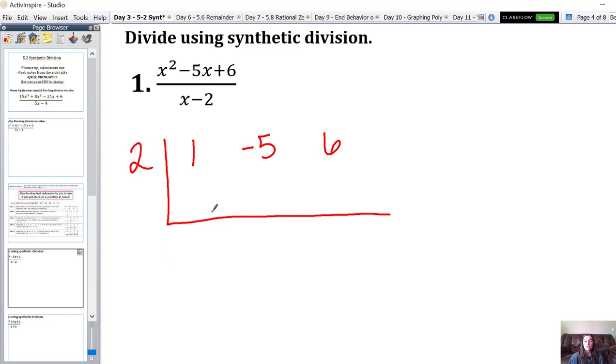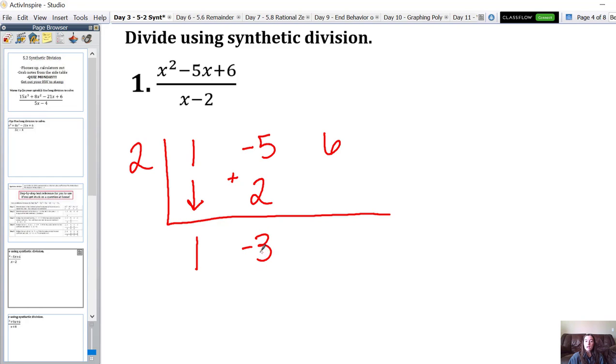When we're doing synthetic division, the very first step, you're going to take down the first number. Whatever this number is in the top left corner of your half box, that's going to go underneath the first line. Then, whatever your number on the outside is, you're going to multiply that by the number that you just brought down. So 2 times 1 is 2. That's going to go directly underneath the next number. Then we're going to add these numbers together. So -5 plus 2 is -3.